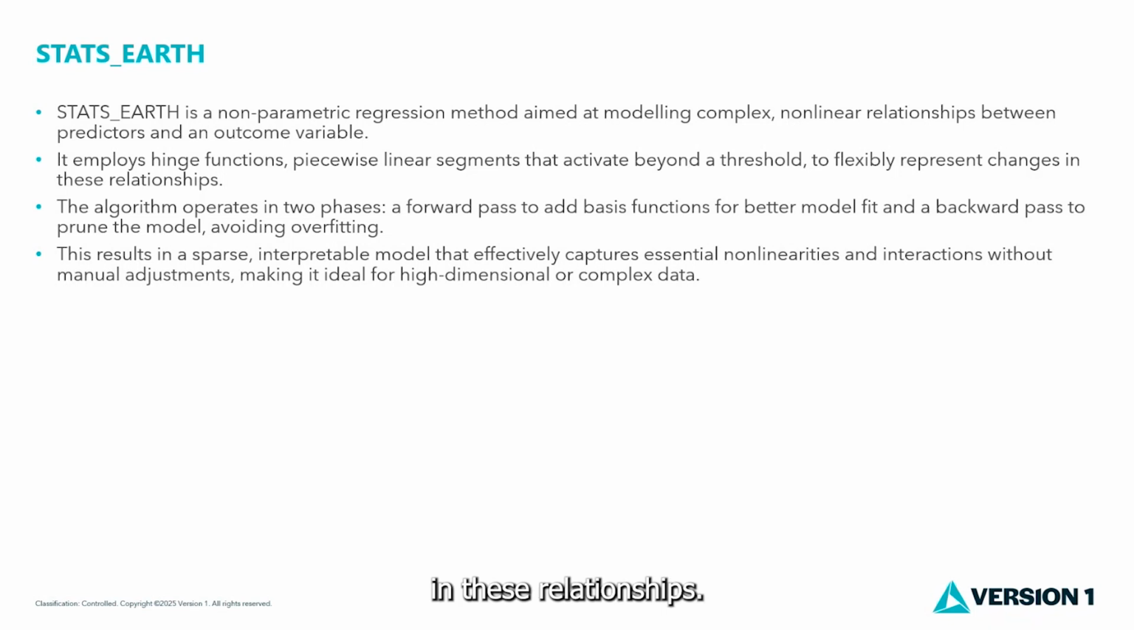And it uses hinge functions, piecewise linear segments that activate beyond a threshold to represent changes in these relationships. The algorithm operates in two phases, a forward pass to add basis functions for better model fit, and a backward pass to prune the model to avoid overfitting. This provides a sparse interpretable model that captures essential nonlinearities and interactions without manual adjustments. So it makes it ideal for high dimensional or complex data.